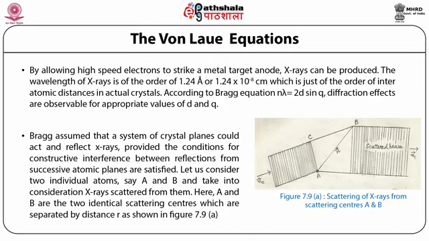Let us consider two individual atoms, say capital A and capital B, and take into consideration X-rays scattered from them. Here capital A and capital B are the two identical scattering centers which are separated by a distance small r, as is shown in figure 7.9a. Figure 7.9a shows scattering of X-rays from scattering centers capital A and capital B.